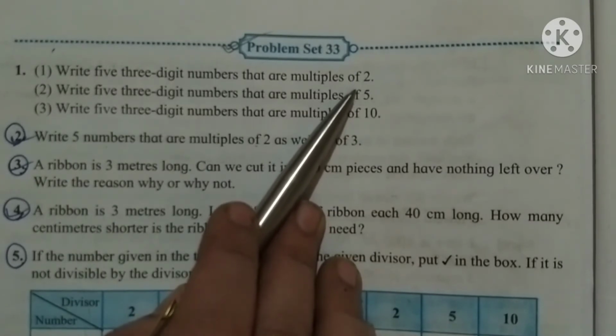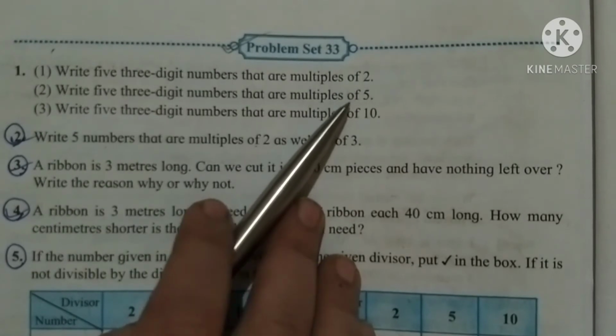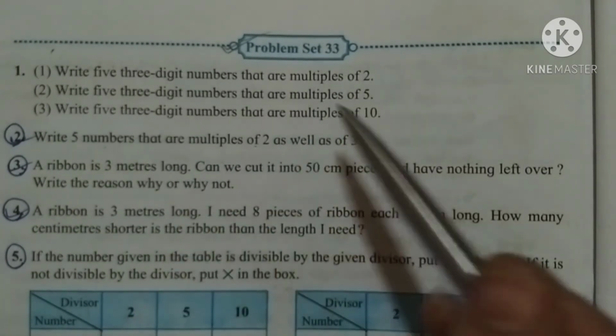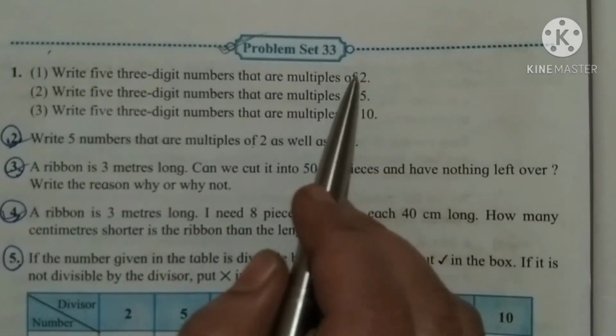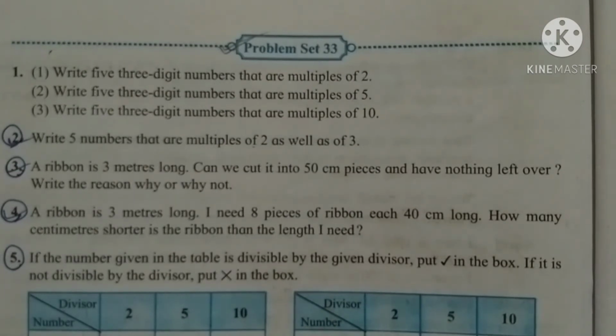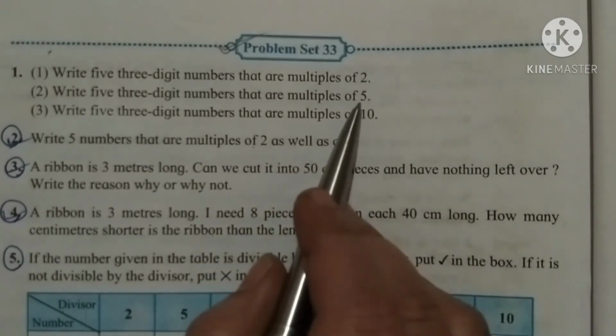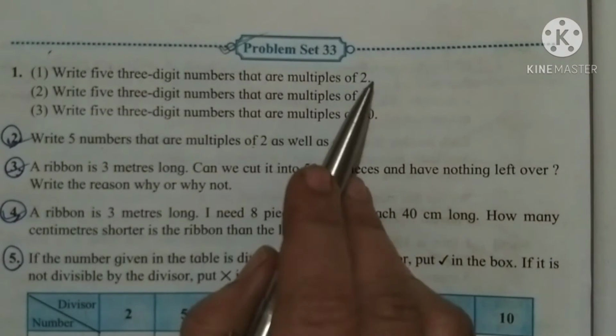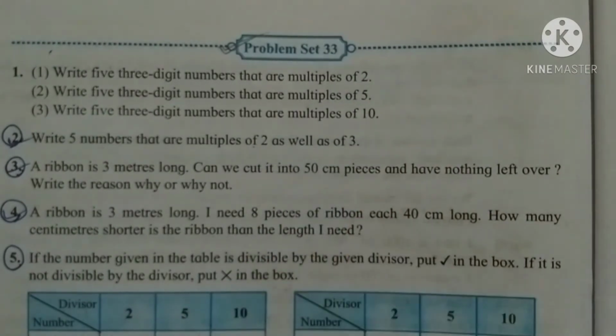Now just now we have studied the test for divisibility by 2. So which number do we want for the unit place? For the unit place we need either 0, 2, 4, 6 or 8. If any of these numbers is in the unit place, then that number is a multiple of 2. So now let's see how to write the answer.